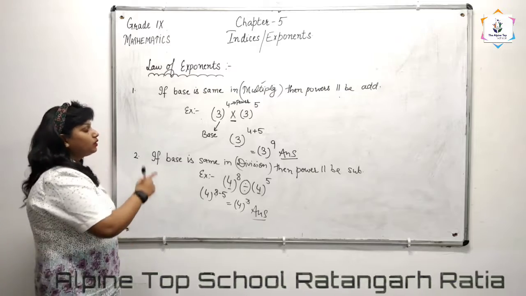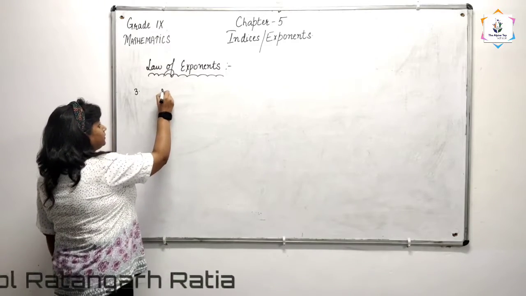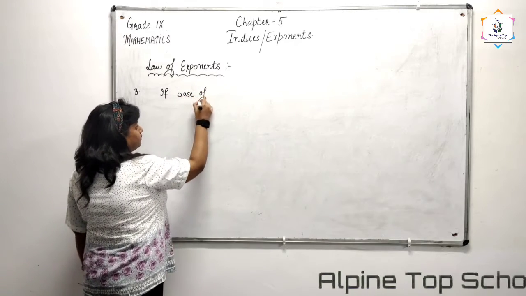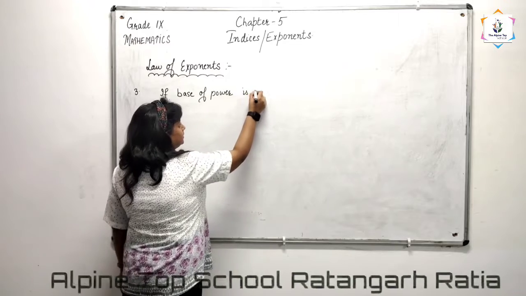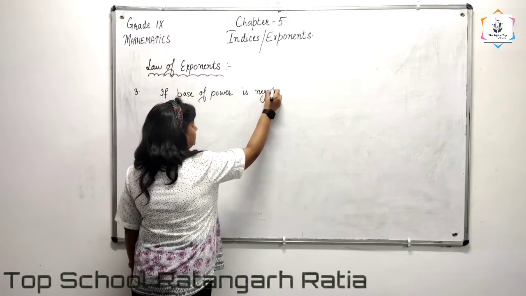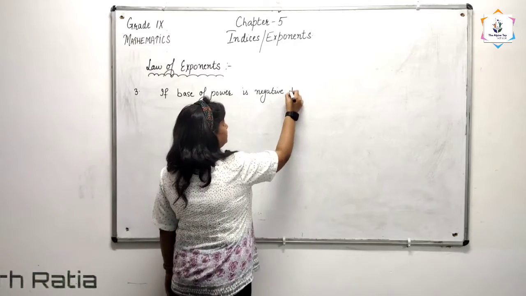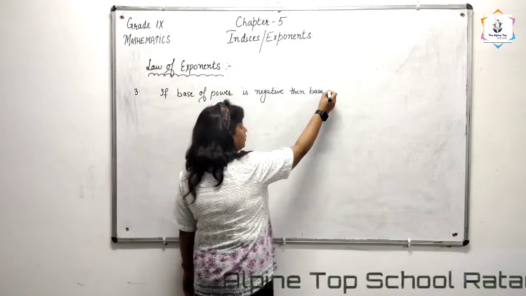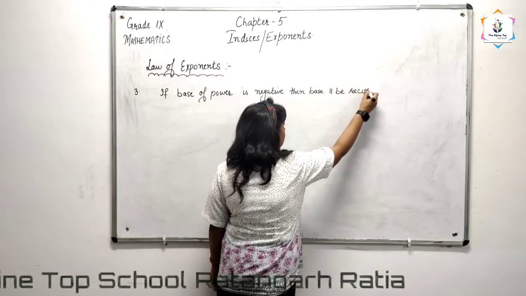Okay. Now look at the third property: if the power is negative, then the base will be reciprocal. Then the base will be reciprocal.